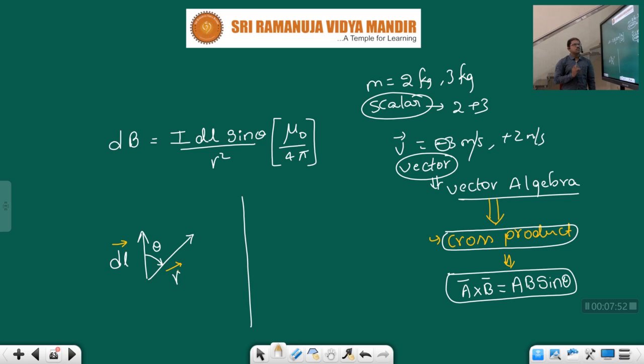Okay children, for scalars we need not follow all those notations like sin theta. Directly we can add 2 plus 3, or 2 into 3, the product is 6. Coming to vector quantities, whenever we are dealing with vectors, we need to keep in mind that we need to mention direction also. Here dl bar is also a vector, r bar is also a vector. For these two, I am taking the cross product.